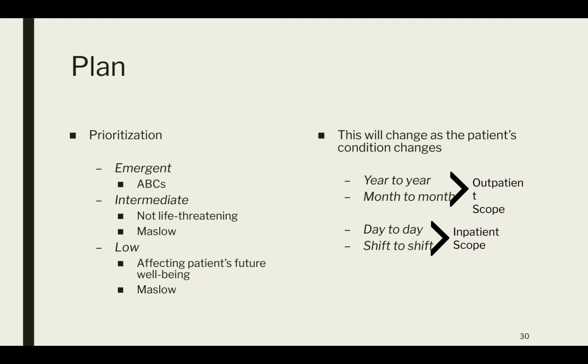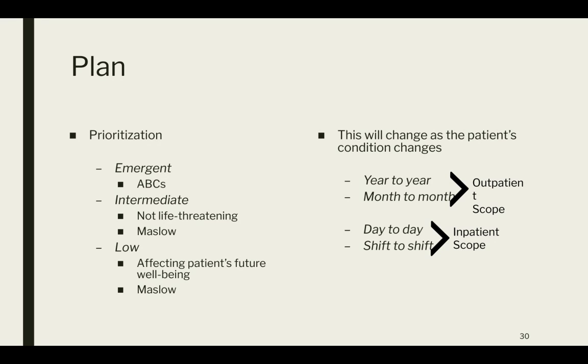When we are planning and prioritizing, a lot of what we're doing is prioritizing. So we need to be paying attention to emergent needs of the patient first and do our ABCs. If we're doing CPR, we don't want to stop in order to write a goal for a patient. Do the CPR, act, intervene for your patient. And then once they're stable, now we can move on to our intermediate goals. These are going to be non-life threatening. This is usually why they came to the hospital. This is going to be the first 2 levels of that Maslow's hierarchy. Our low prioritization are going to be the top 3 levels of Maslow's. These are going to be affecting their future well-being, but they're not really necessarily affecting them right now.